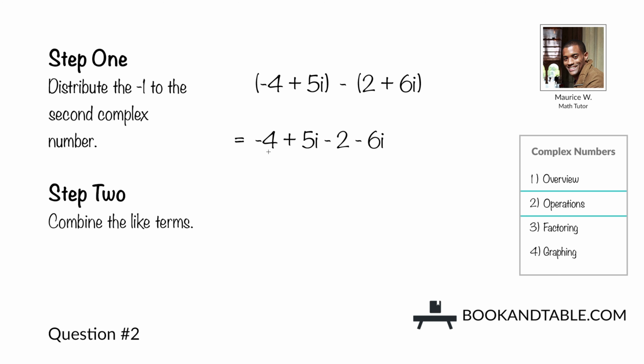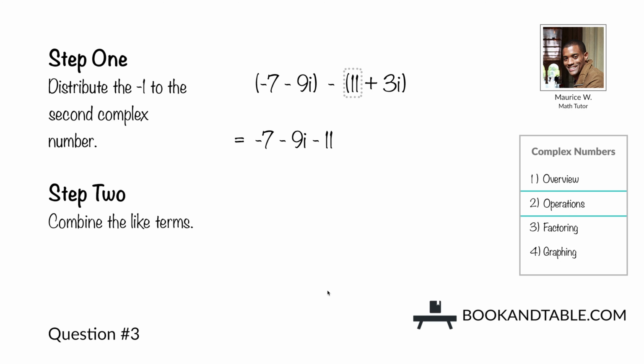So our real numbers are -4 and -2. So when we combine the like terms, we get -4 minus 2. And then we add that to the sum of the imaginary terms, 5i minus 6i, which is -i. So -4 plus 5i minus 2 plus 6i is equal to -6 minus i.